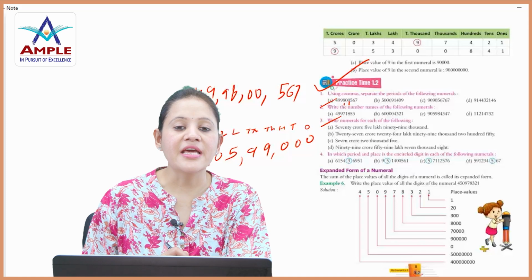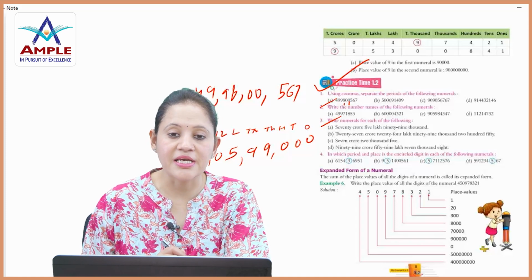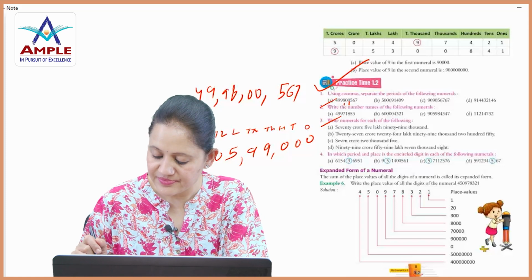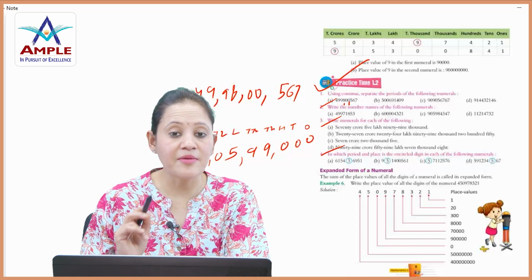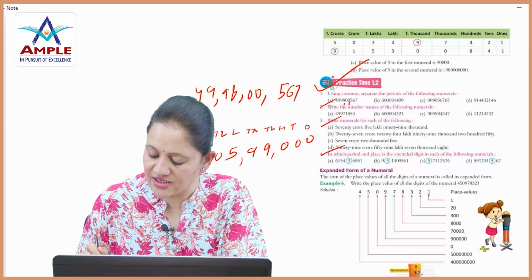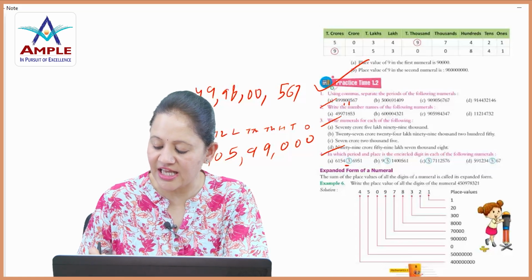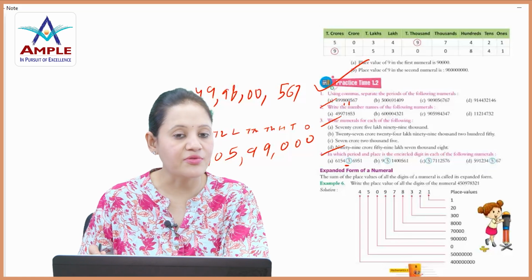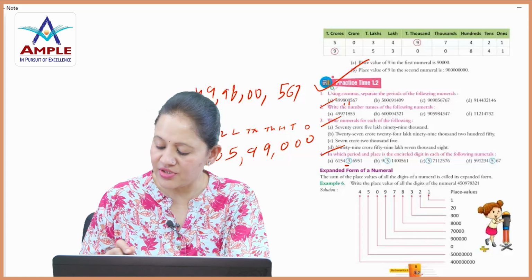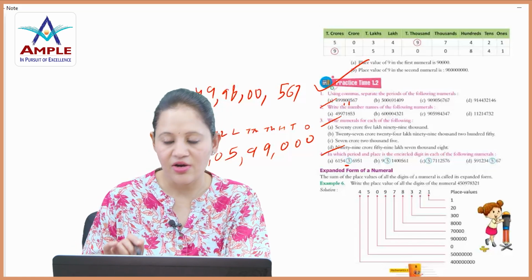Clear? Next, in which period and place is the encircled digit of each of the following numerals? So, in which period and place? So, you can see, the encircled digit is 3, that is at 10,000 place and the period will be 1000. Clear? So, this is how you will do the next questions.